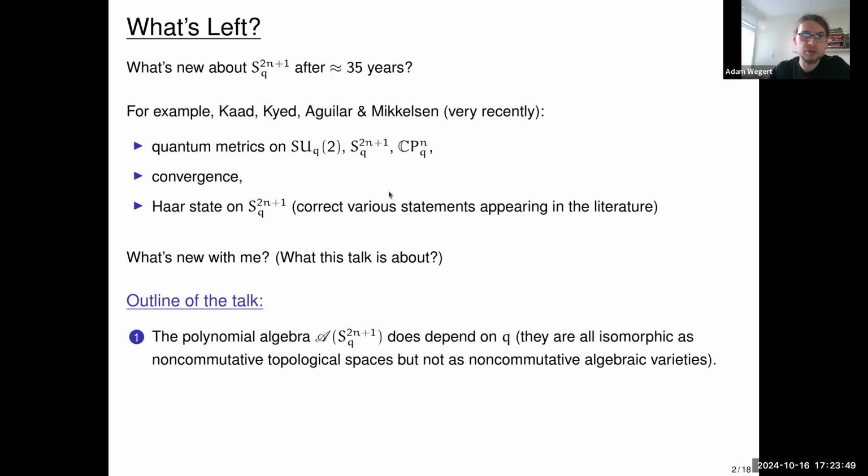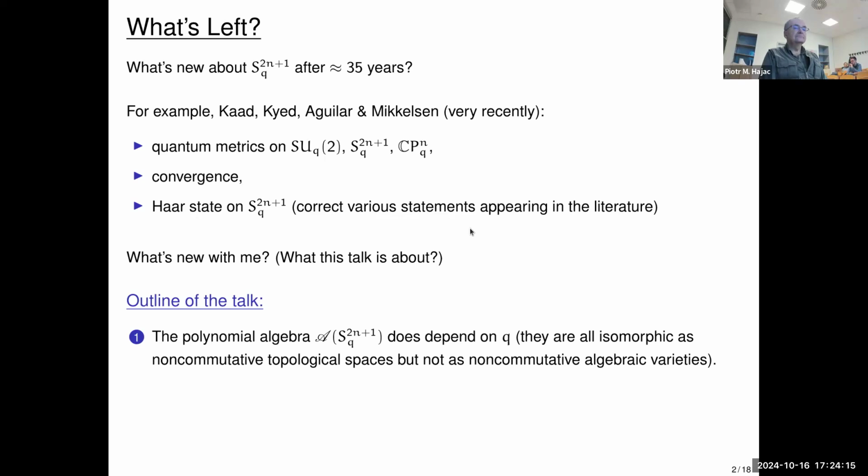Sorry, quick question. What do you mean by Haar state on SQ? This is not a quantum group, or is it? The restriction of the Haar state of quantum unitary groups to this sphere that is a subalgebra, is a sister subalgebra. Just restriction. It's a homogeneous space. Okay.